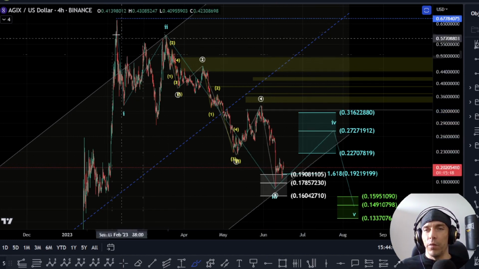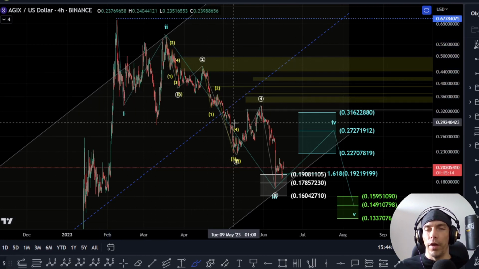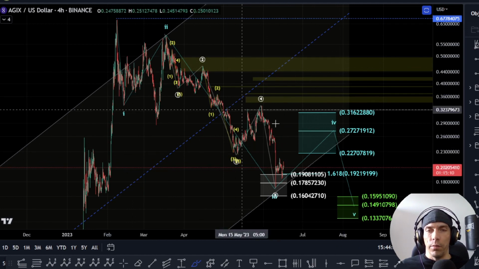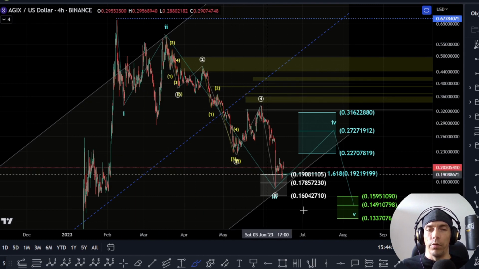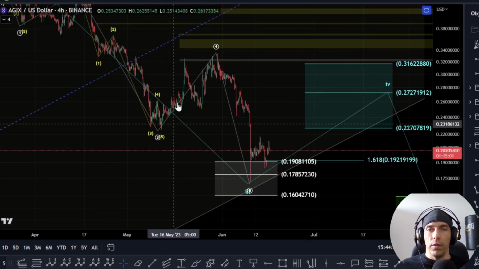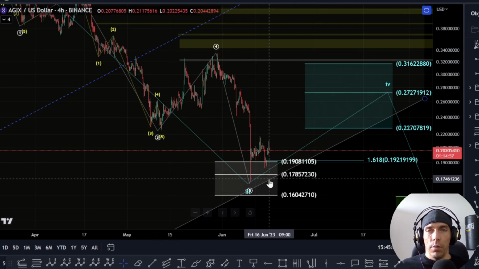It's not my preferred way to count this as an ABC, just because this would have been so much longer than the A wave here. It just really doesn't make a lot of sense to me. If it's going to be something like that, it would be more likely that other corrective structure that we discussed. Now, if we are looking at this in this way, where we're saying that this is a fourth and a fifth, we've come down into that target box area that we had here.